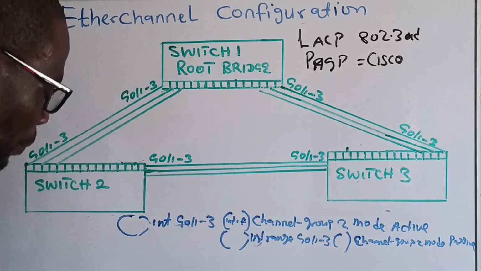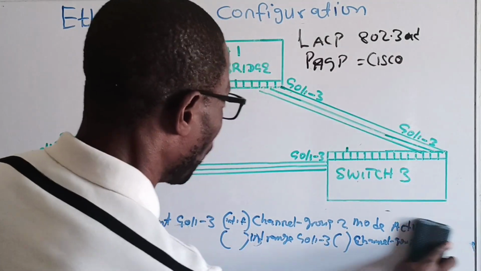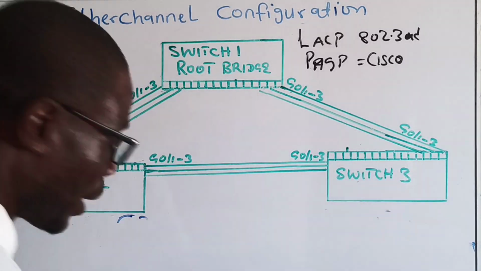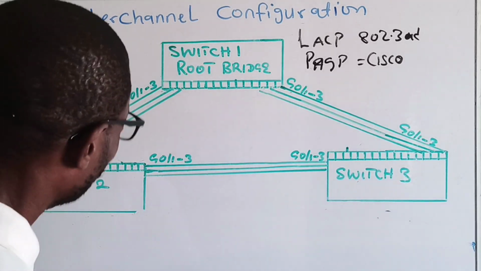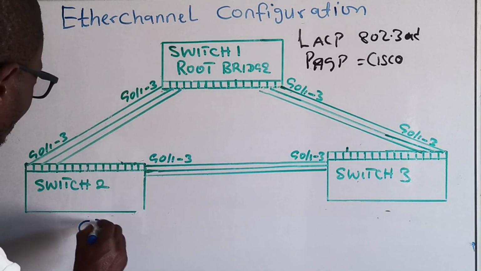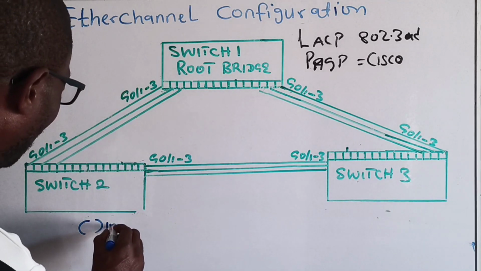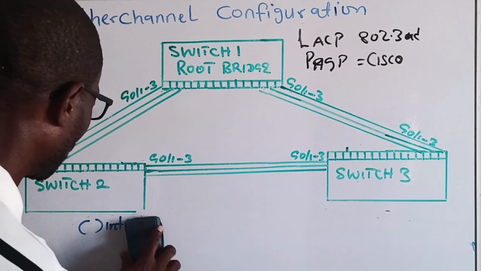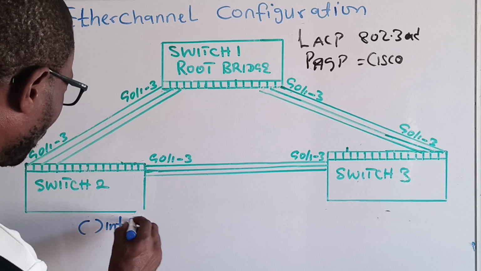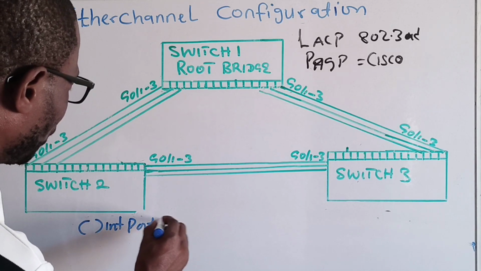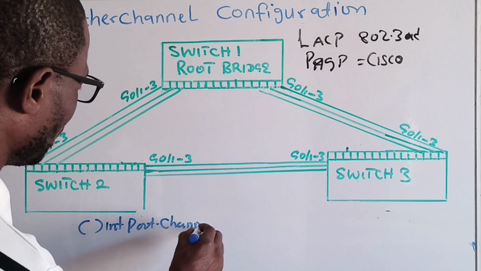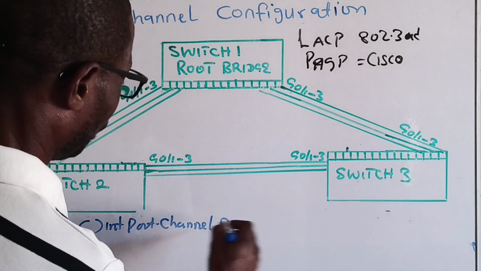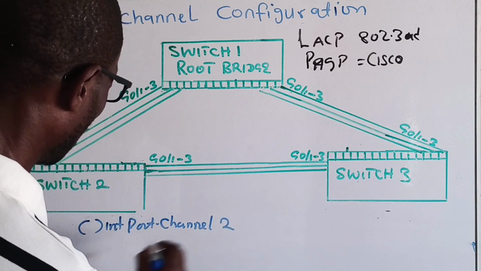This is passive. Now let's create a trunk on this interface, on this link, the same way I created the trunk on the other link. This is global configuration mode. We enter interface, sorry, interface port-channel 2, because it's channel 2 now. You hit enter.